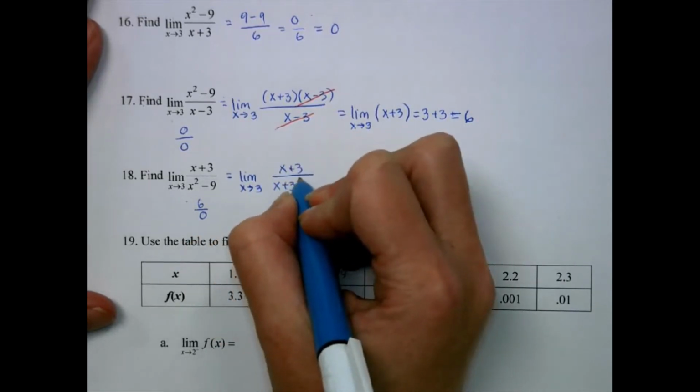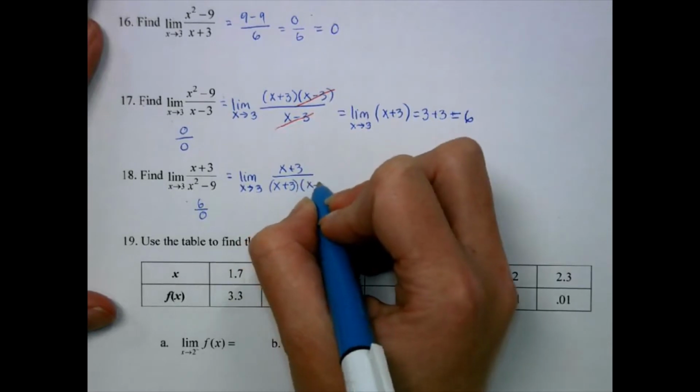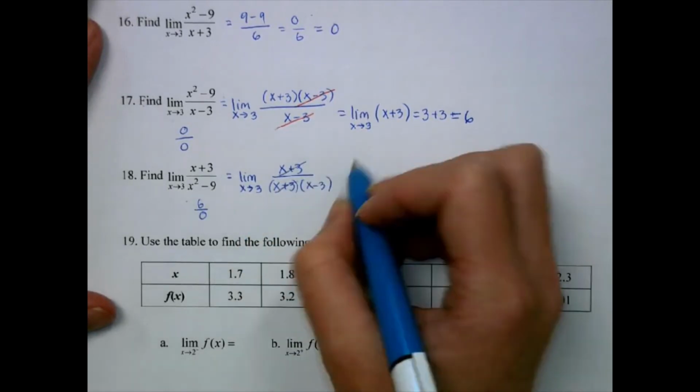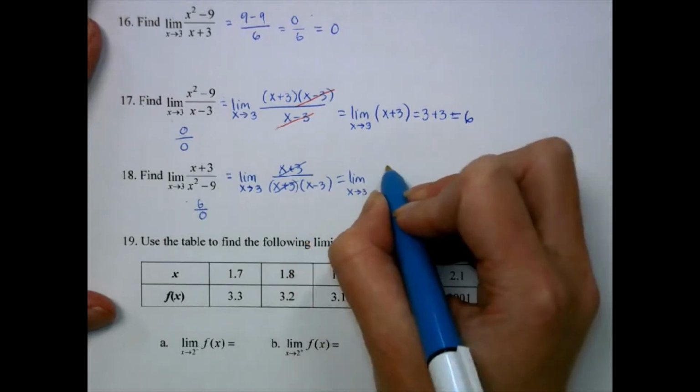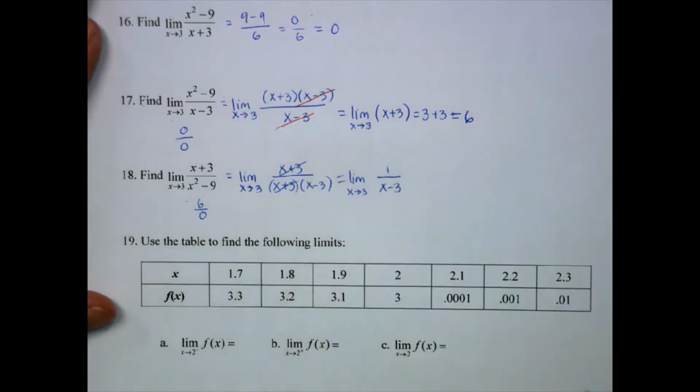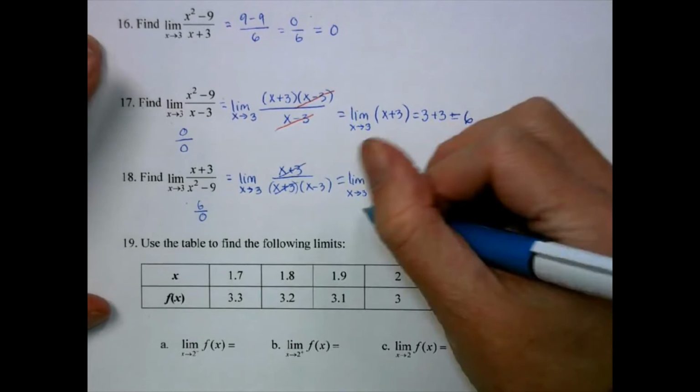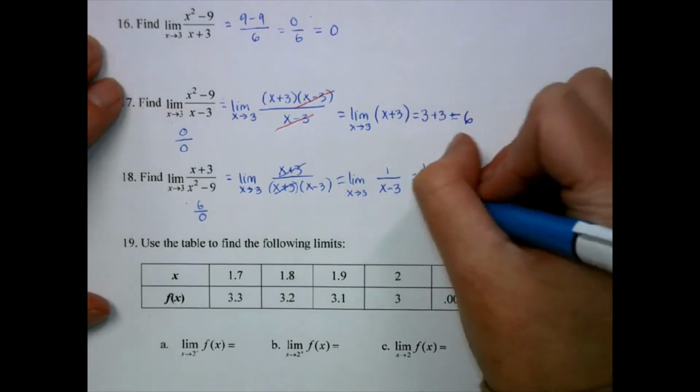Okay, so we can reduce this. But if I still try to plug in 3, it is still 1 over 0, which is undefined. So this limit does not exist.